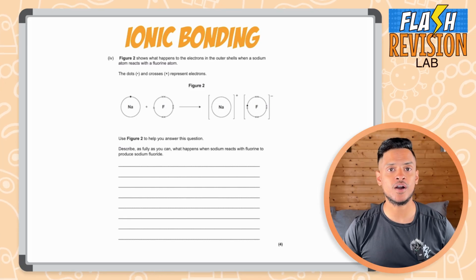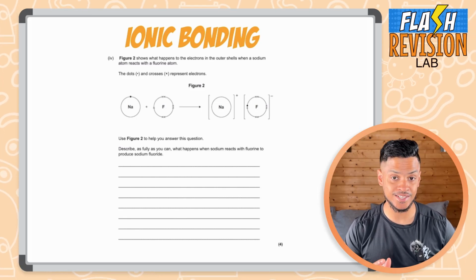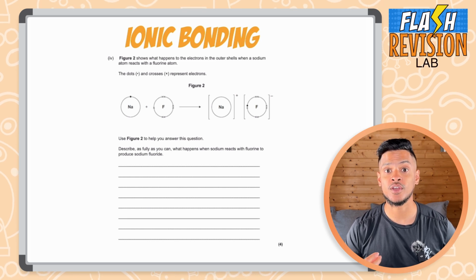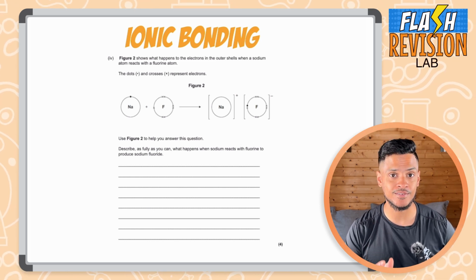Now this 4-marker on ionic bonding looks complicated. There's so many lines here. Loads of people get thrown off. They'll think that you need to write a lot for this question, but I guarantee you don't.